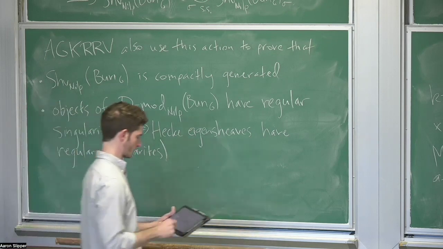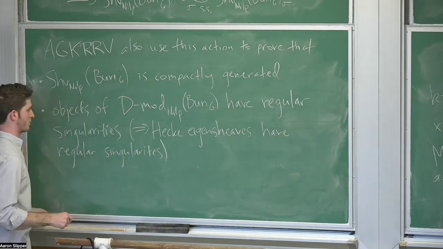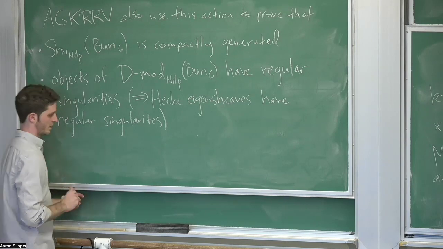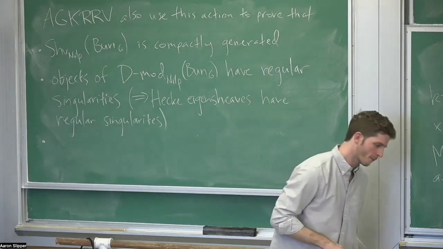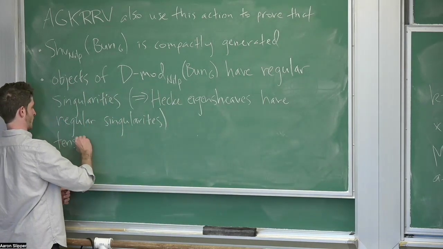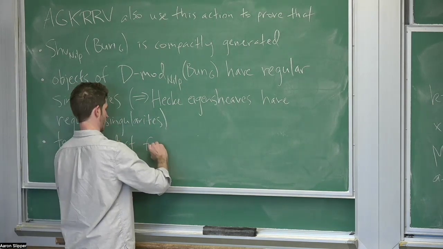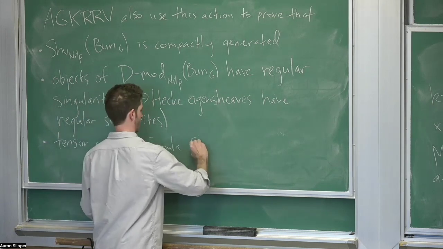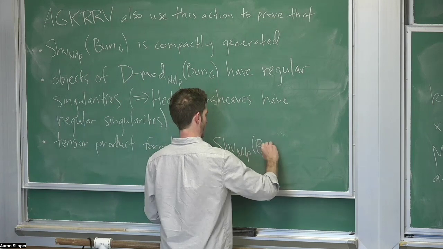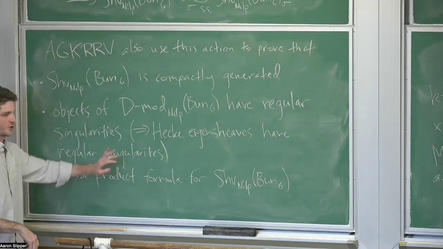Okay. So all of these nilpotent singular support guys, and hence all Hecke eigensheaves, automatically have regular singularities, that follows from this action. And then finally, the tensor product formula that I previously wrote, the fact that this thing behaves well with respect to tensor product, is also a corollary.